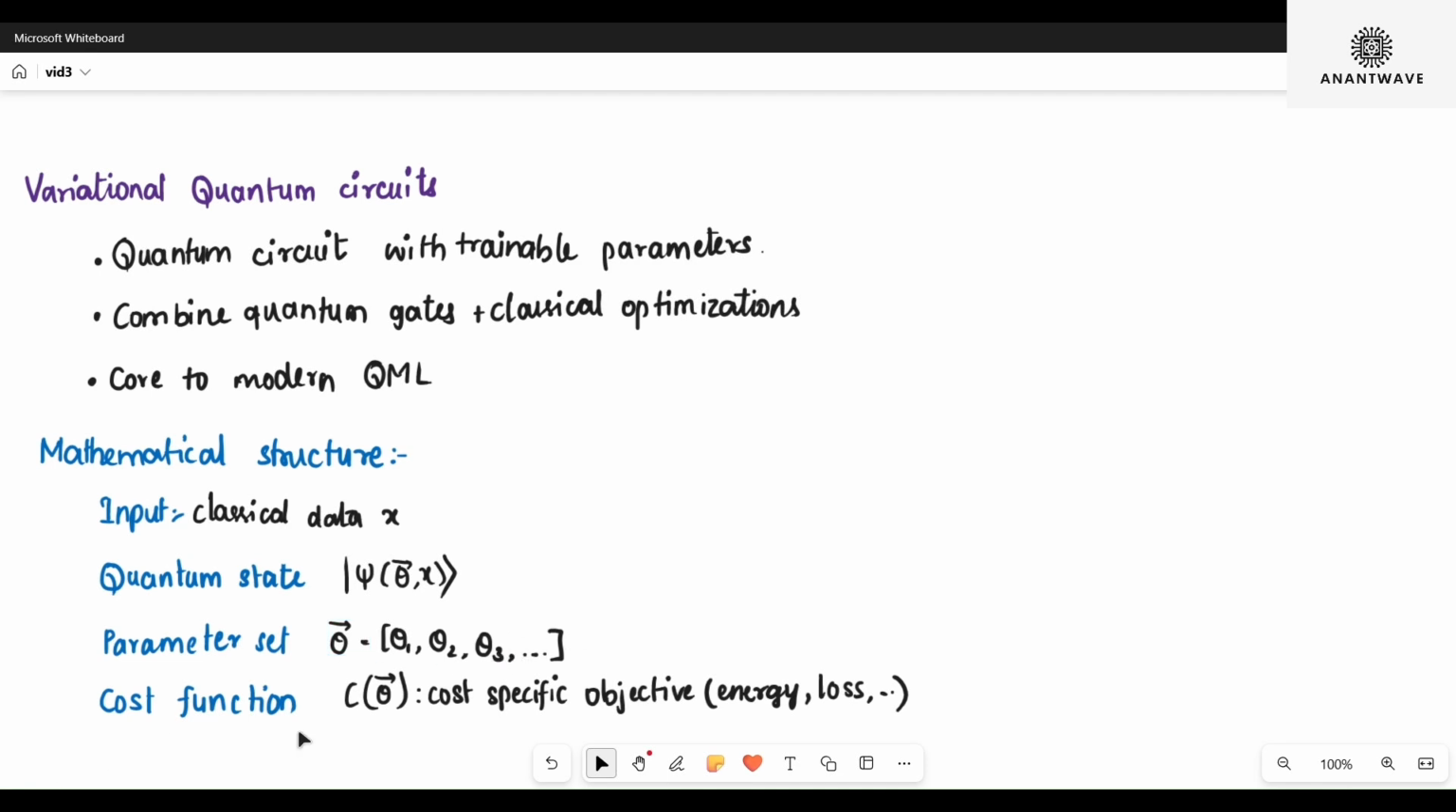And then we have a cost function, C of theta. It is a cost-specific objective. If we have an energy objective, we'll have a different cost function. For a loss objective, we'll have a different cost function. Accordingly, we'll select a cost function.